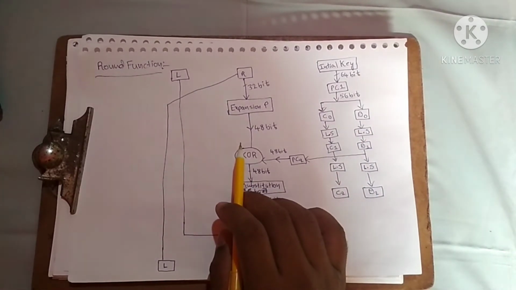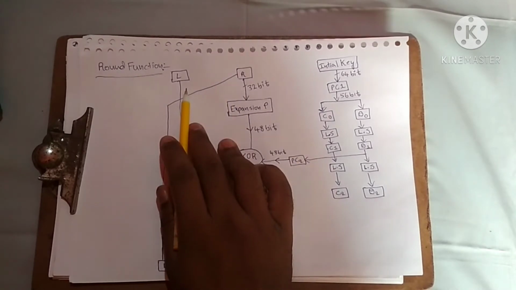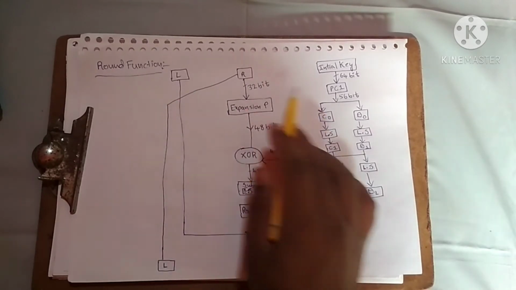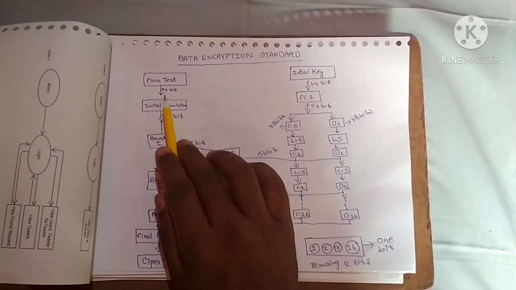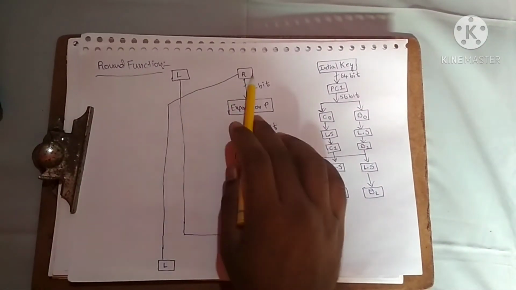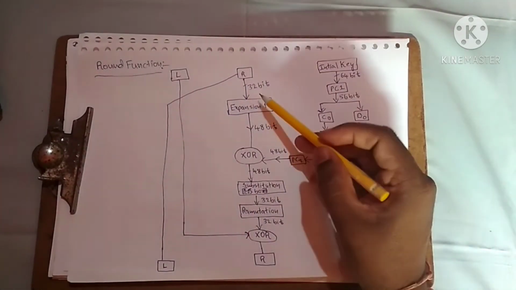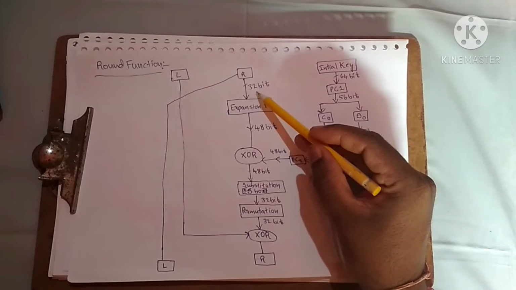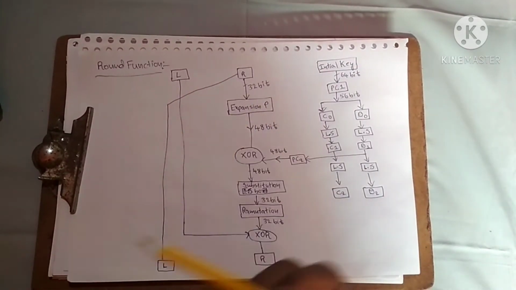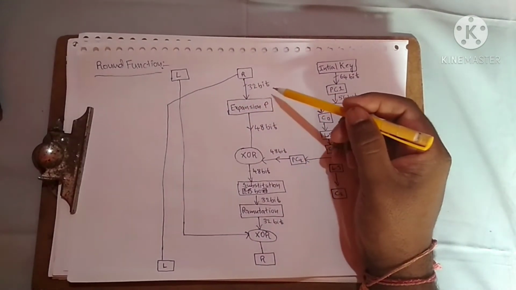I shared the details in the previous video that the key length is 64 bit. Simply it's divided into two parts, left half and right half. This 64 bit plain text is divided into two halves, left plain text and right plain text. That means 64 means half, 32 bits. Left also 32, right also 32. Now we are taking the right side plain text, 32 bits.